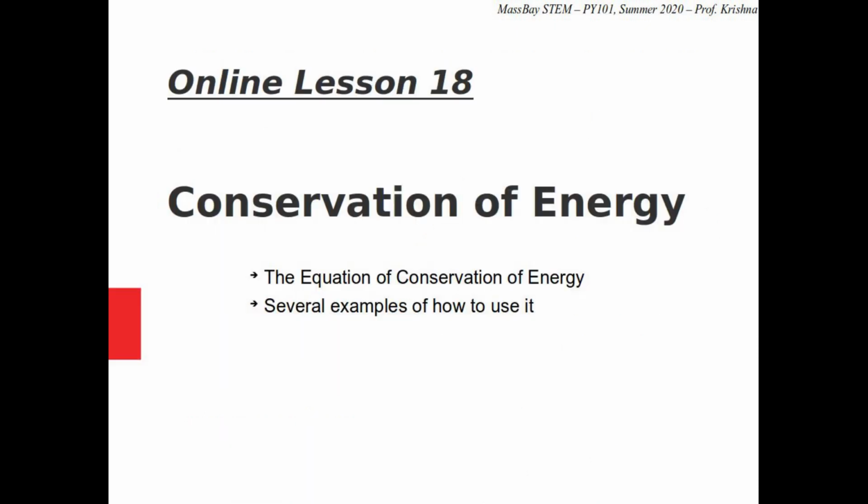In this video, we saw several examples of how to solve conservation of energy problems. We first saw the equation for conservation of energy, which states that the initial amount of energy plus energy gained through work minus energy lost through work equals the final amount of energy. And we saw several examples of how to use these in practical applications.